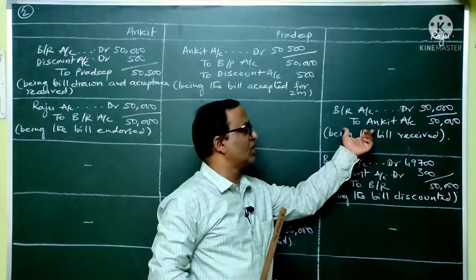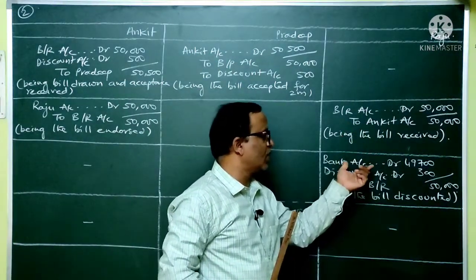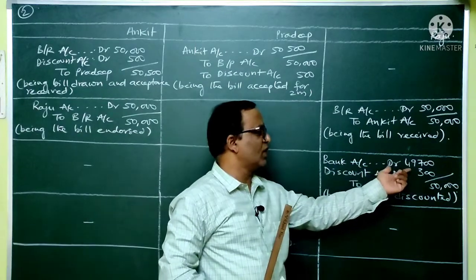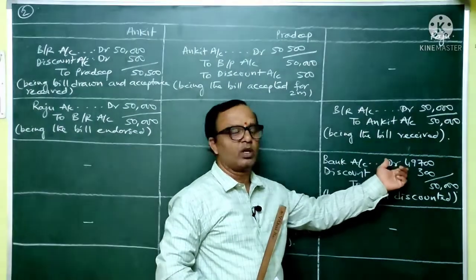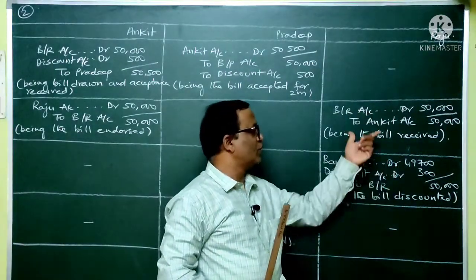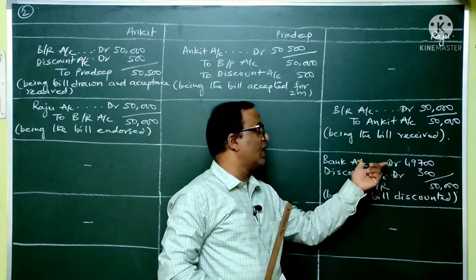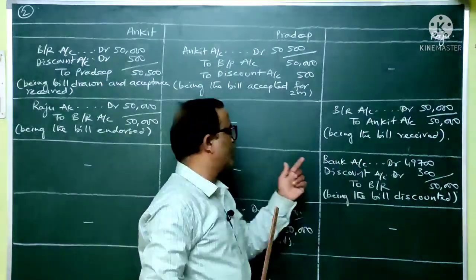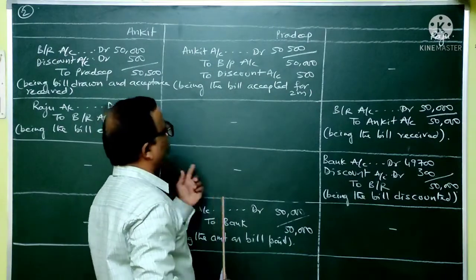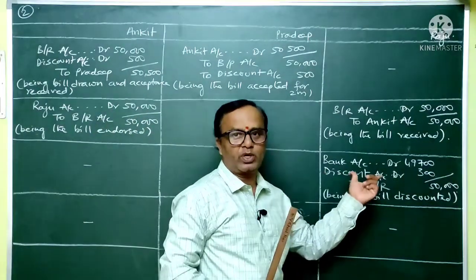So he has discounted the bill with the bank. When he has discounted, he said 49,700 rupees. Okay, for that he has discounted the bill. So think from Raju's point of view here. When he has discounted, entry will be there in the books of Raju, and there will be no entry in the books of neither Ankit nor Pradeep, because they are in no way connected with that particular transaction here.